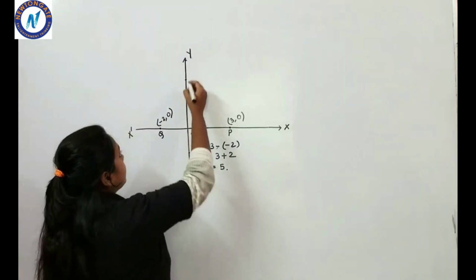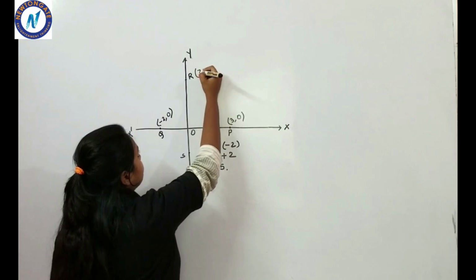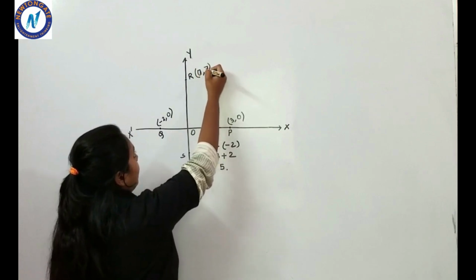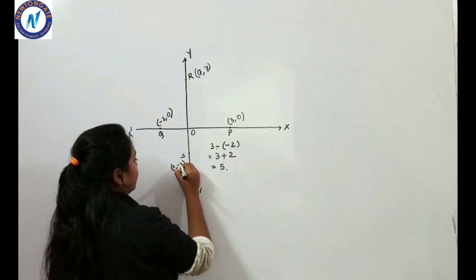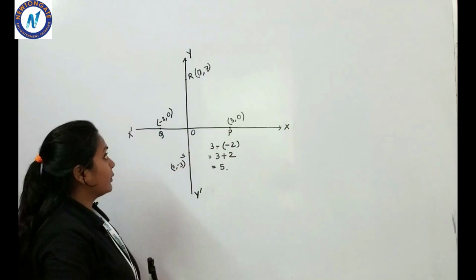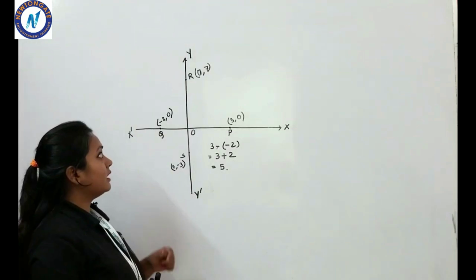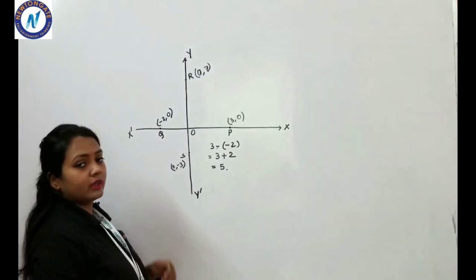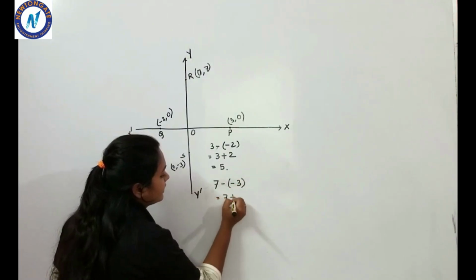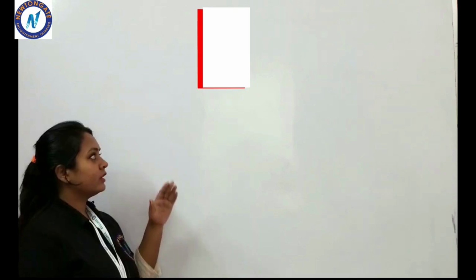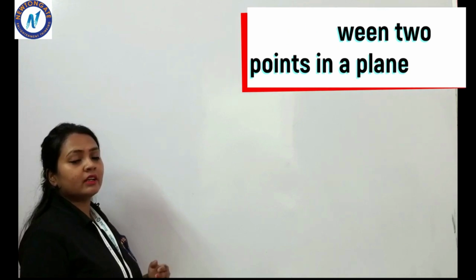Take 2 points R and S. The coordinates of R are (0, 7) and the coordinates of S are (0, -3). Then the distance between the 2 points R and S is calculated by the difference between their ordinates. 7 minus (-3) equals 7 plus 3 equals 10. Then we move to our next topic, how to calculate the distance between 2 points in a coordinate plane.